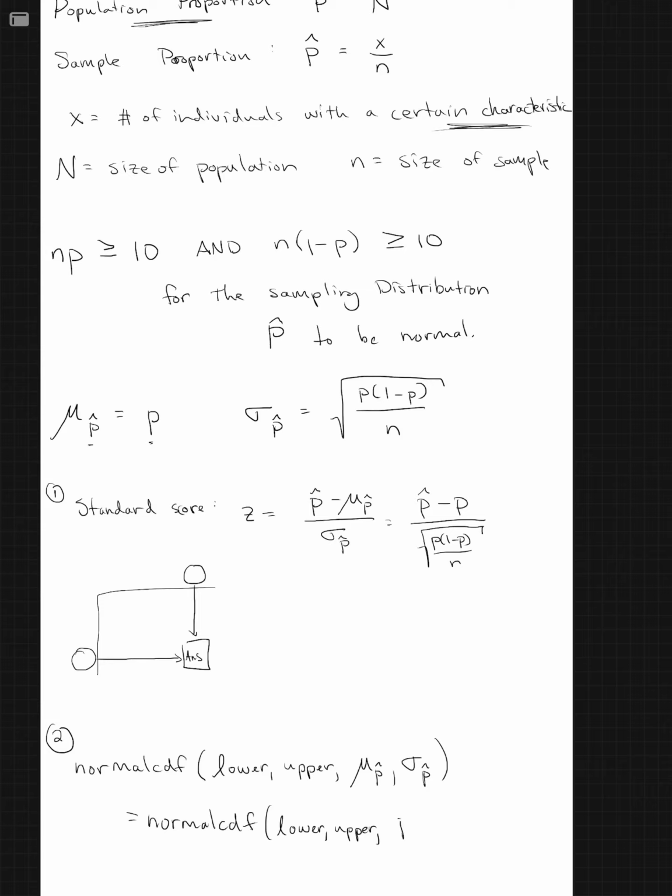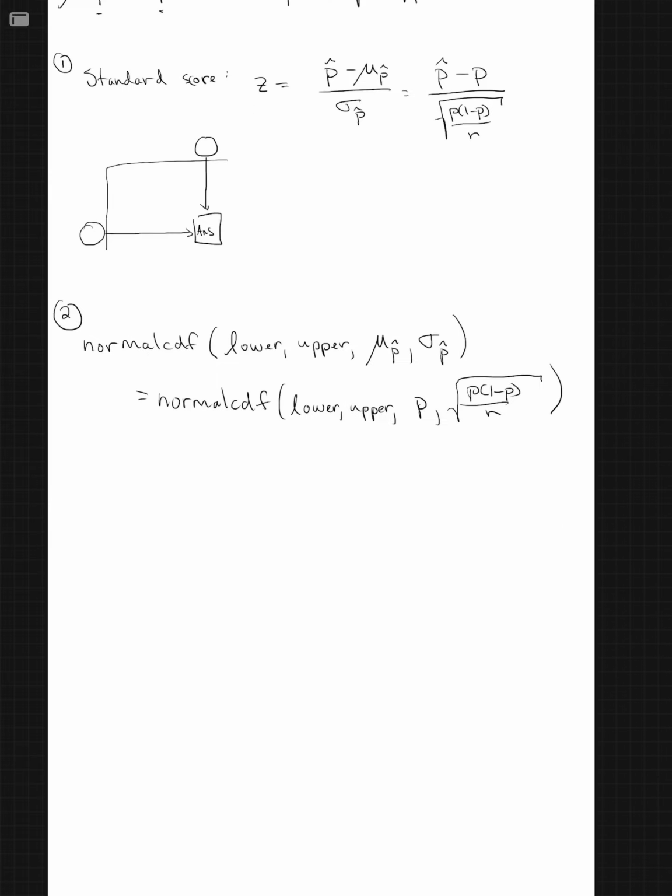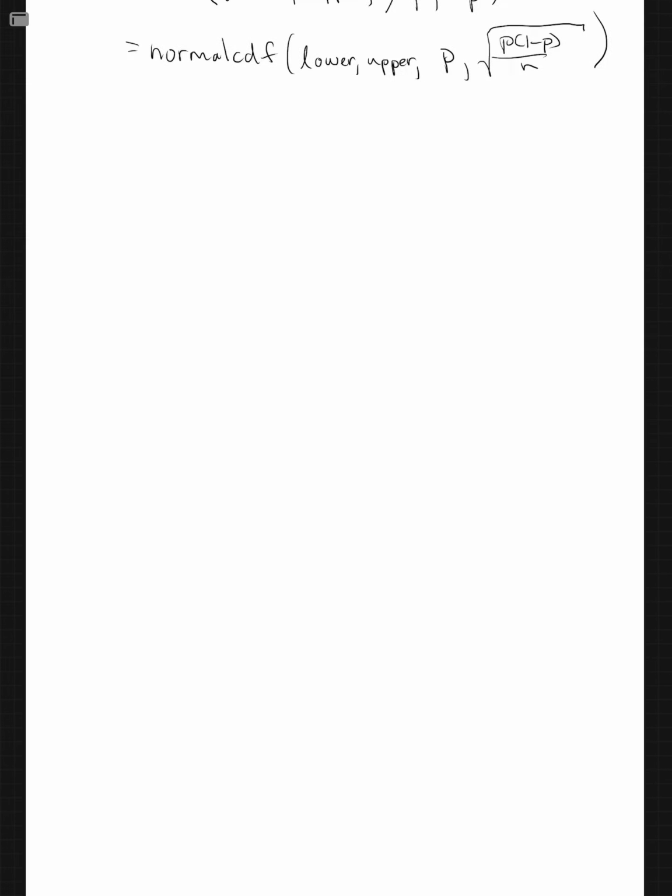But mu of P hat is just P, and sigma P hat is the square root of P times 1 minus P all over N. So you can plug that into your calculator for that command. Right, so let's do some problems.